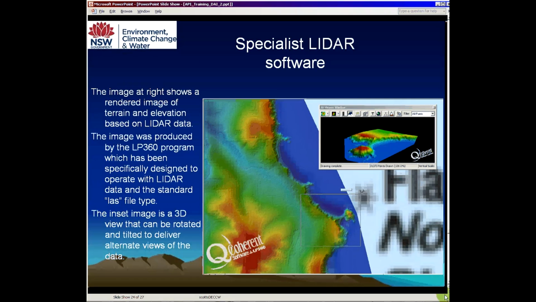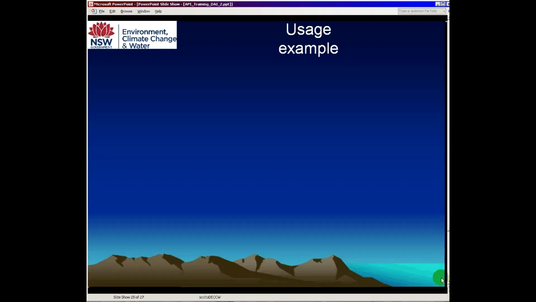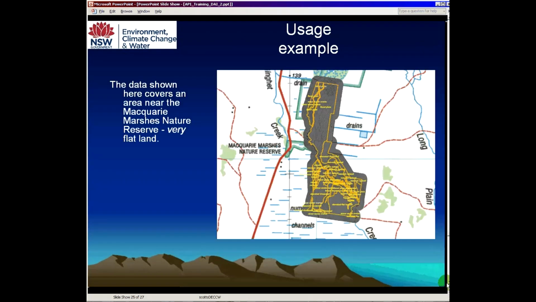I'll move on to a usage example. This is actually an area out near the Macquarie Marshes in New South Wales. It's a property called Pillicawarra, which was purchased by the then Department of Environment and Climate Change, and it's quite flat, and Lidar imagery was flown across the area as part of a process of resource inventory to enable good planning of the property and even environmental rehabilitation.